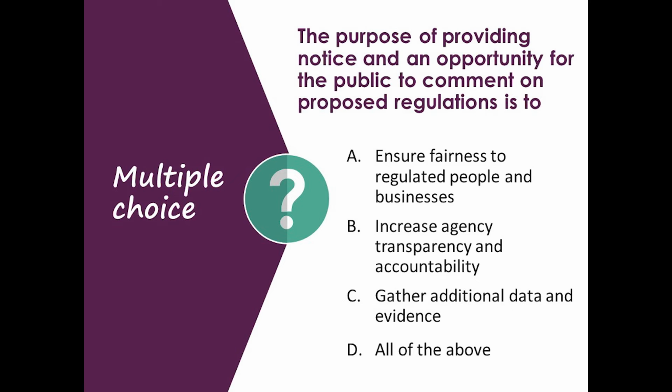We've just covered a lot of information. Let's take a moment to review what we've learned. The purpose of providing notice and an opportunity for the public to comment on proposed regulations is to A. Ensure fairness to regulated people and businesses. B. Increase agency transparency and accountability. C. Gather additional data and evidence. Or D. All 3 of the previous answer choices, including A.